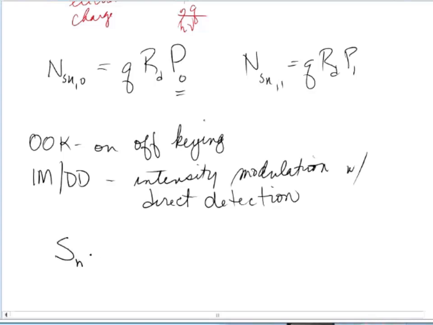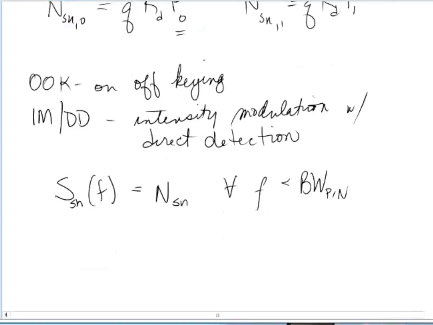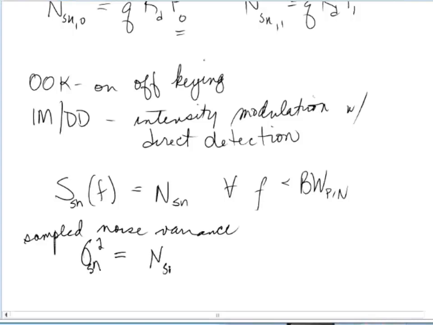Again, the power spectral density of the shot noise is just flat over all frequencies, or maybe we'll say the bandwidth of the PIN. And so the same as we saw before, the sampled shot noise has variance. So the sampled noise variance is N_SN times the noise equivalent bandwidth.